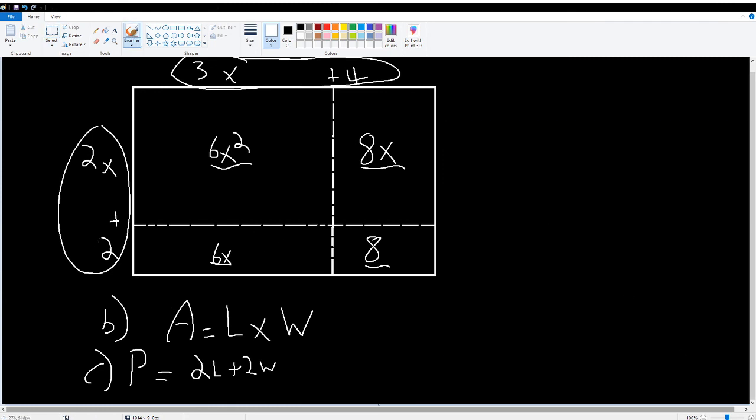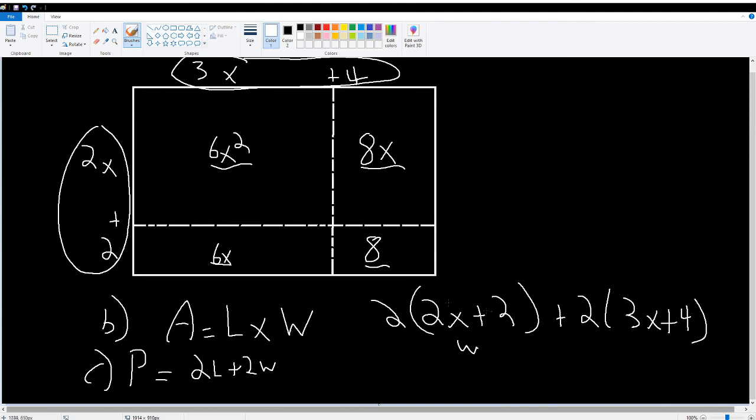So we have 2 times 2x, right? This is my width, right? What's my length? 2, and then my length is 3x plus 4. Right, since it's a rectangle, these sides are parallel, right? They're opposite of each other, so therefore they are equal, right? So the dimensions are as such, right? This is my length, right?